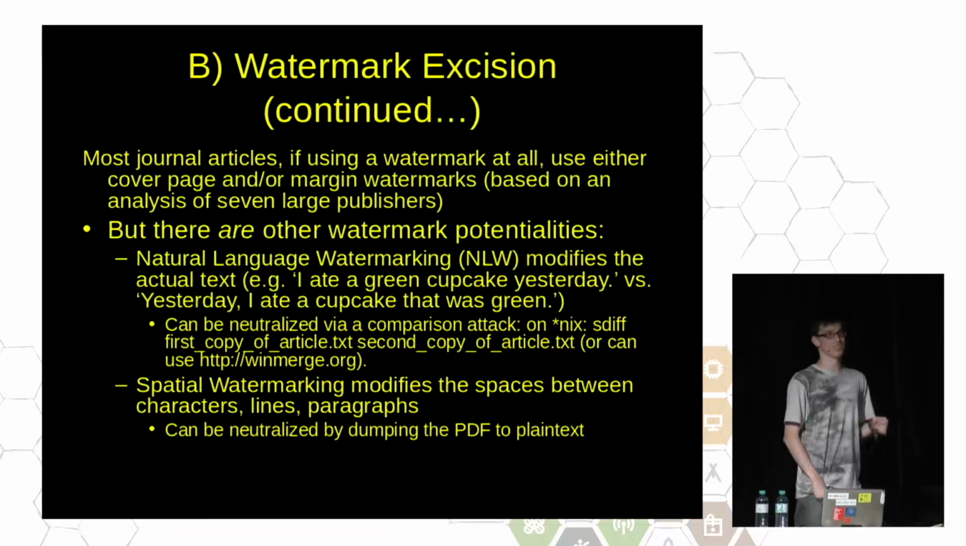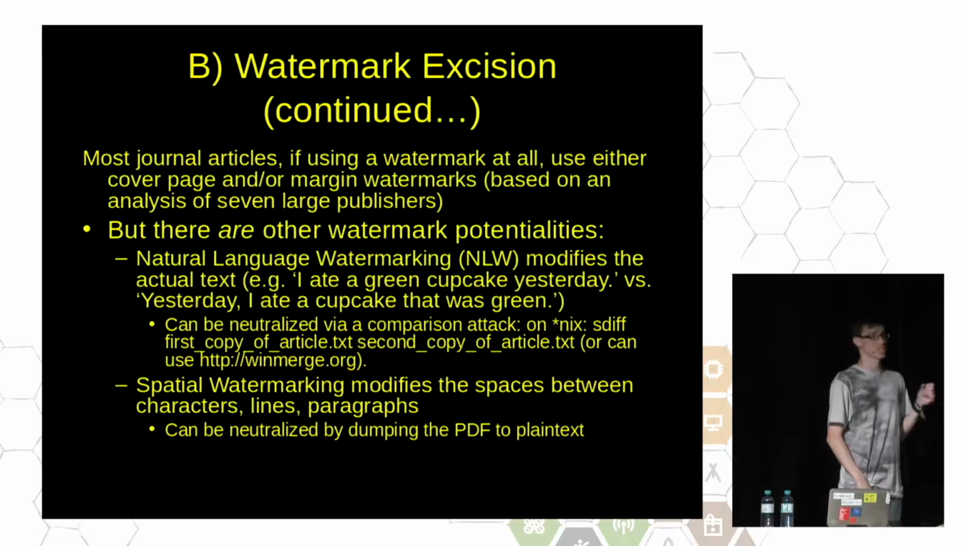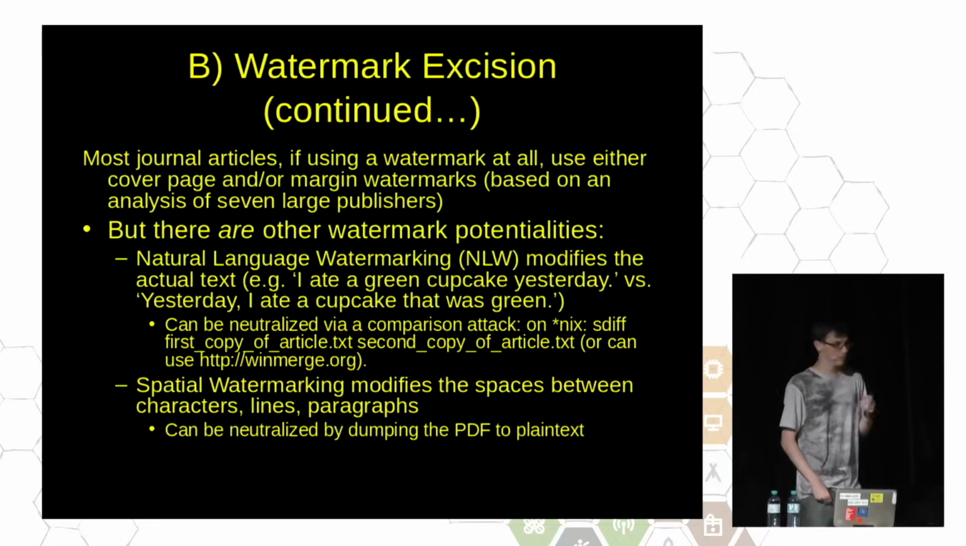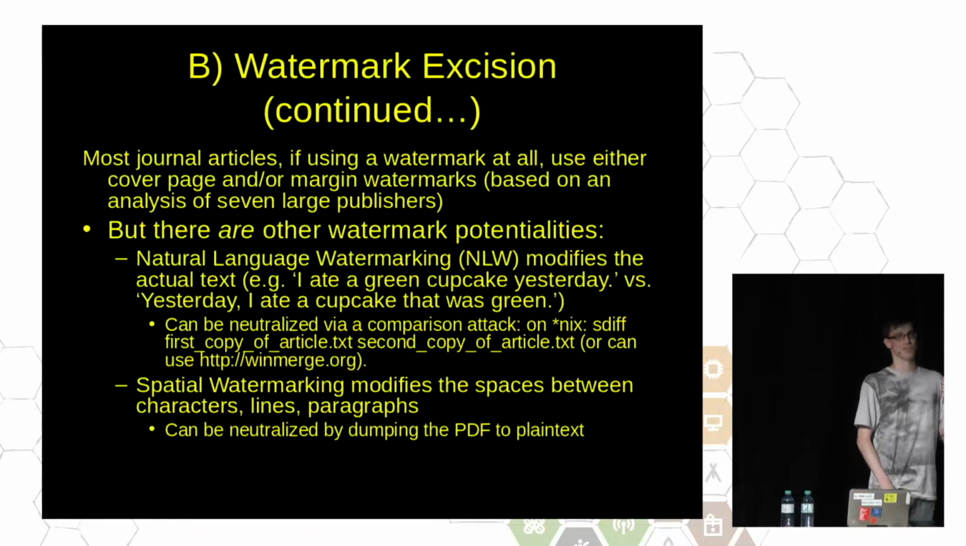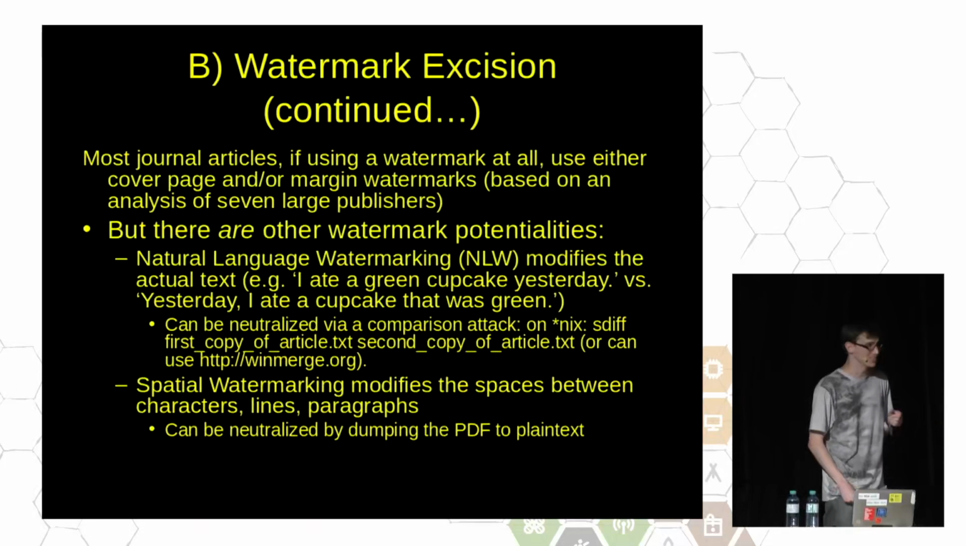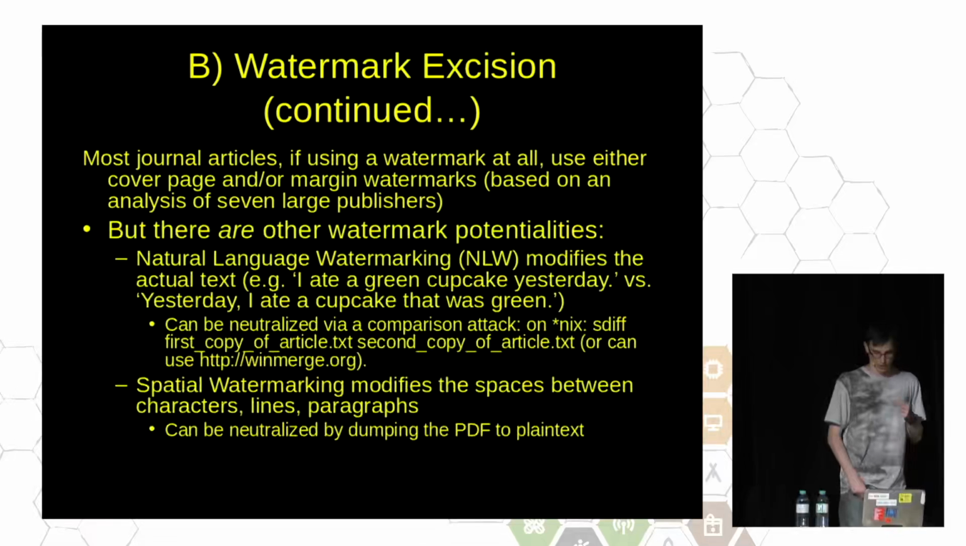Once any given number of sentences are modified, the particular tracking algorithm can then deduce which version of the article was watermarked, or which source it came from. And of course, the flip side of this is that this is very trivial to defeat, right? We're performing a simple difference analysis between two copies of the article.